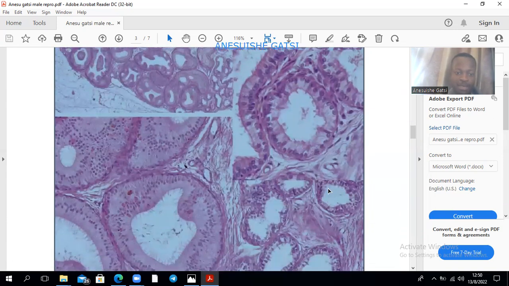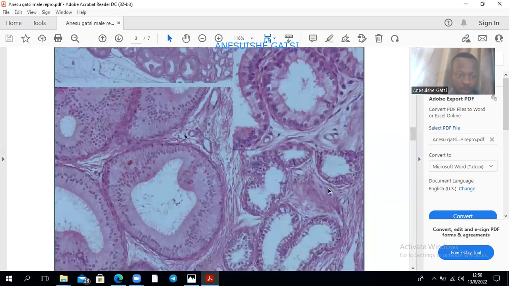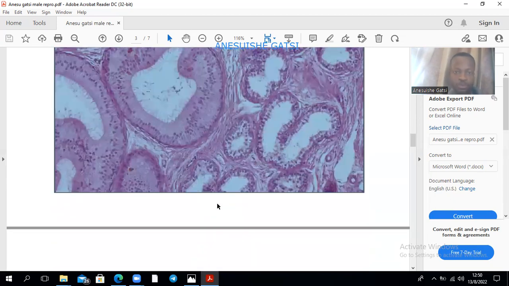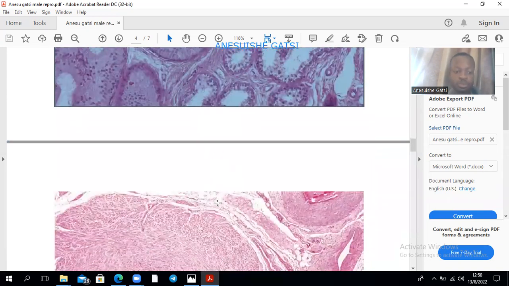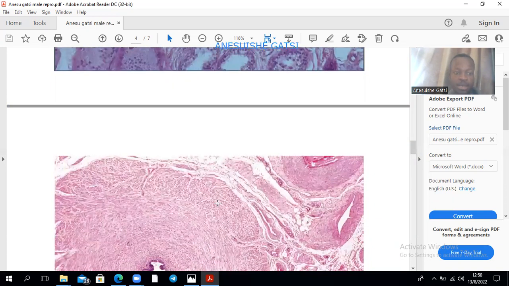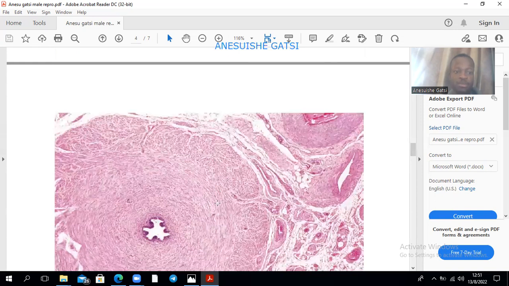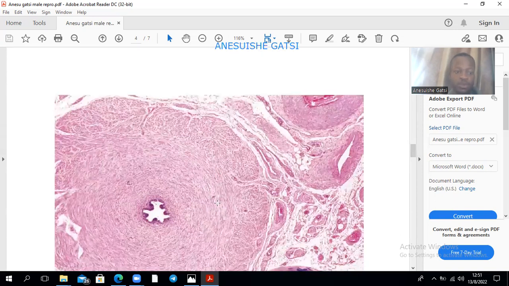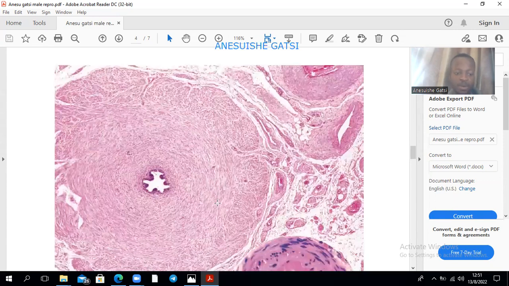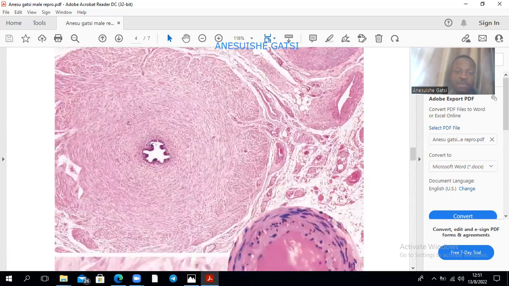Then there's a classic picture. That's stereocilia in the epididymis. Stereocilia right over there. That's the lipofuscin pigment that I was talking about. That's pigment right over there. Then this is just spermatic cord tissue, with the vas deferens right over there.